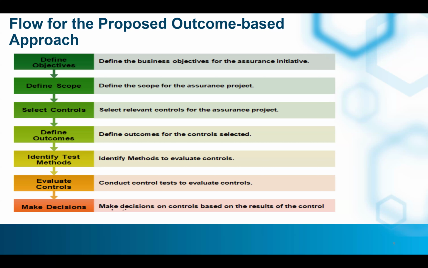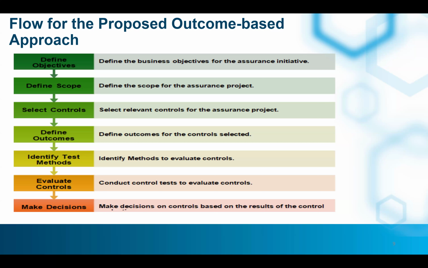So first step is defining objectives. So we start by defining objectives for the assurance initiative. Now this might sound obvious, but it's actually critical because it sets the overall direction and establishes why we're even taking up the assurance project to begin with, right? So here the organization basically asks, what do we want to achieve from a security assurance perspective?